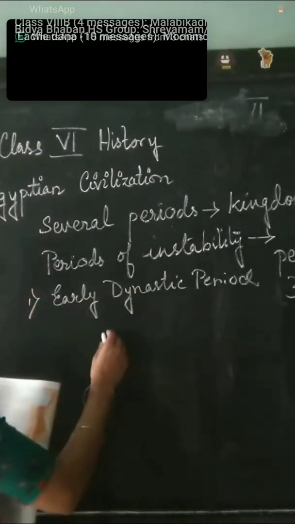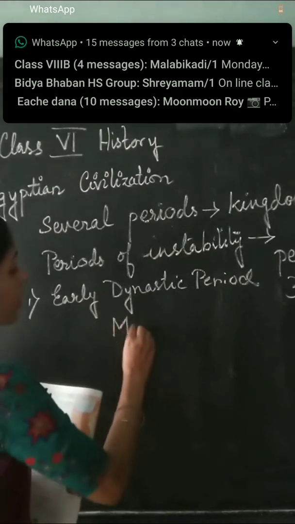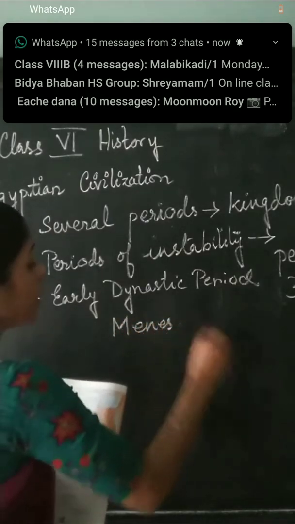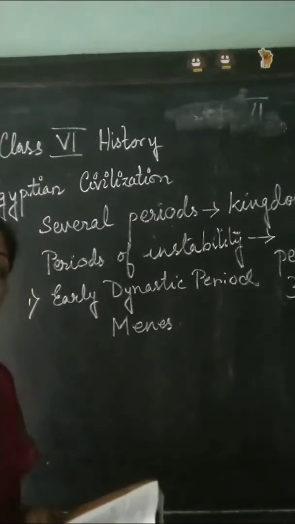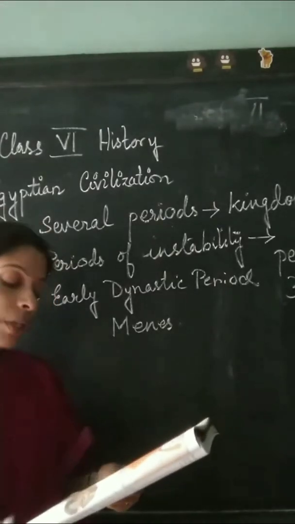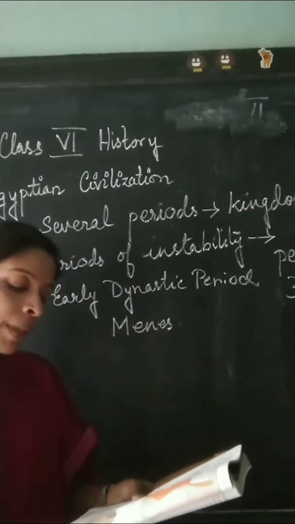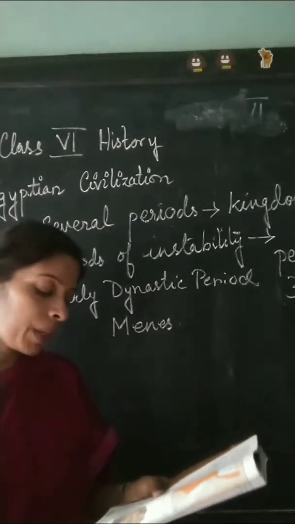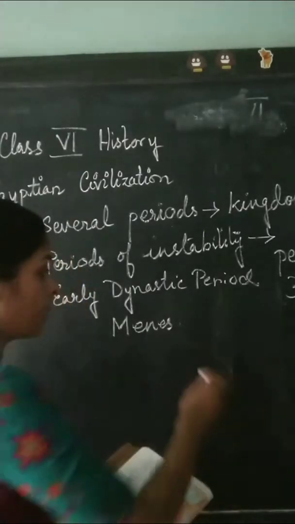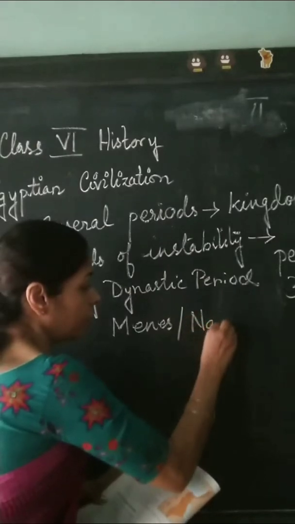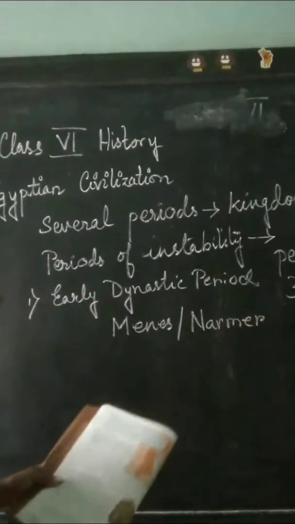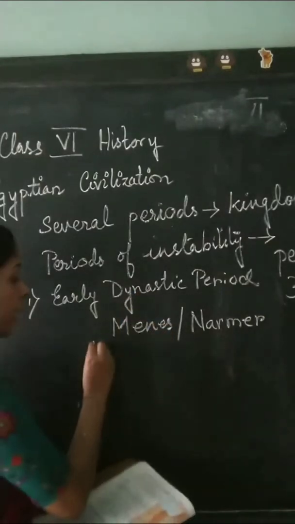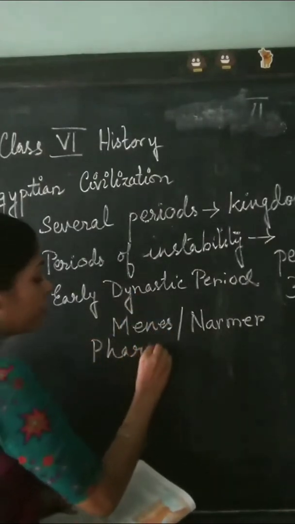This unification took place under the first king of Egypt, known as Menes. He was the first king of Egypt under whom the lower and the upper regions of Egypt were unified and the civilization started. He was also known as Narmer. And we find that the Egyptians called their kings pharaohs.